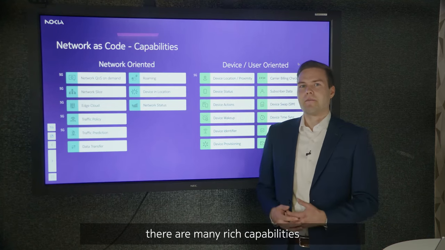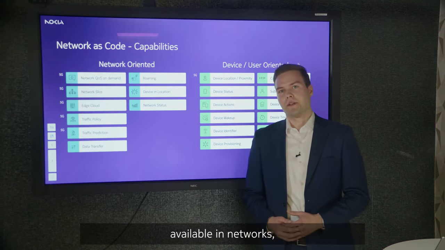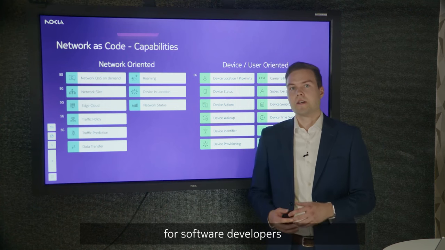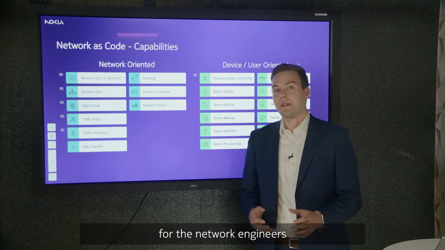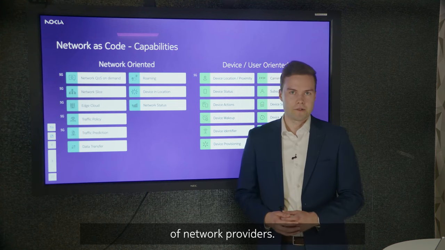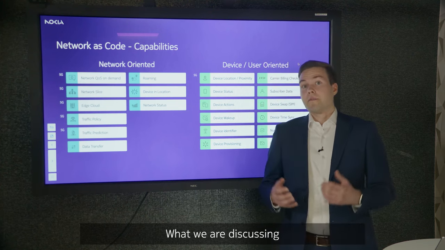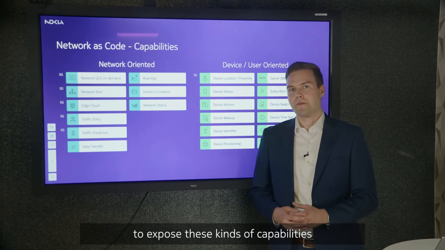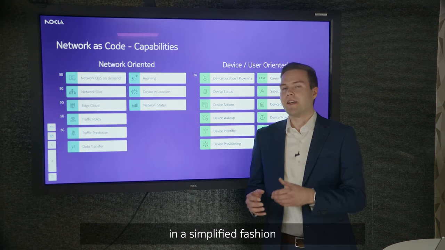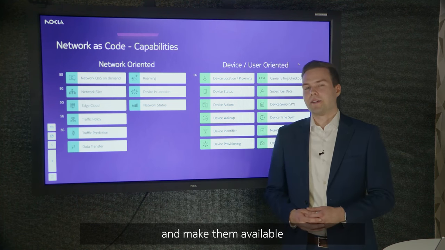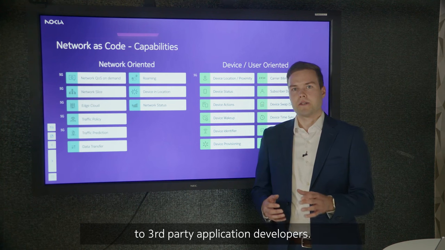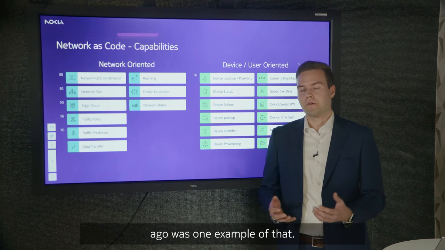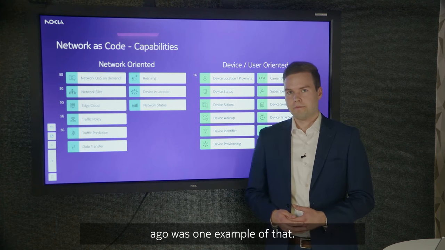The point is that there are many rich capabilities available in networks, but those are not easily available for software developers since these are made available for the network engineers of network providers. What we are discussing here in the Network as Code paradigm is techniques to expose these kinds of capabilities in a simplified fashion and make them available to third-party application developers. The drone demo I demonstrated a moment ago was one example of that.